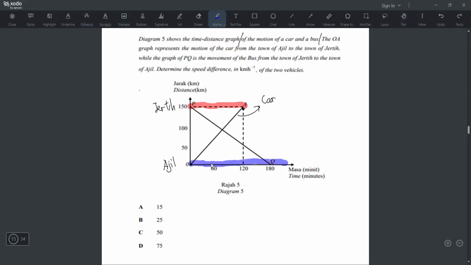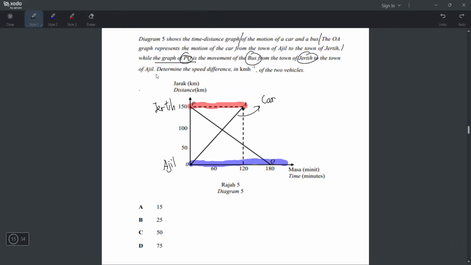This is Ajil. Okay, so now let's read what's next. The graph of PQ is the movement of bus from town Jerte to Ajil. So the opposite direction. Okay, and this one is PQ. Graph PQ is bus. So PQ is this one. This one I put arrow bus. Right. Okay, you can see that the bus punya movement is from town Jerte to Ajil. So it's the other way.